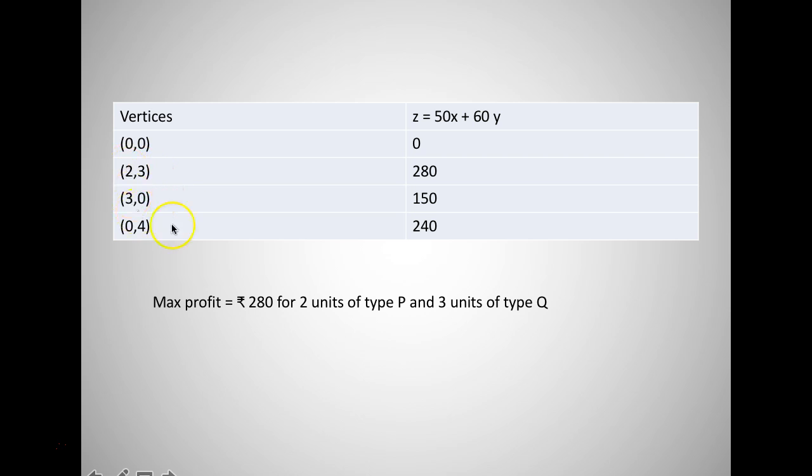So prepare a table with the corner points, and your optimal function is z equal to 50x plus 60y. At (0, 0), z is 0. At (2, 3), if you put x as 2 and y as 3, we would get z as 280. At (3, 0), z would be 150. And at (0, 4), z would be 240. We need to maximize the values. So maximum profit is 280 for 2 units of type P and 3 units of type Q.